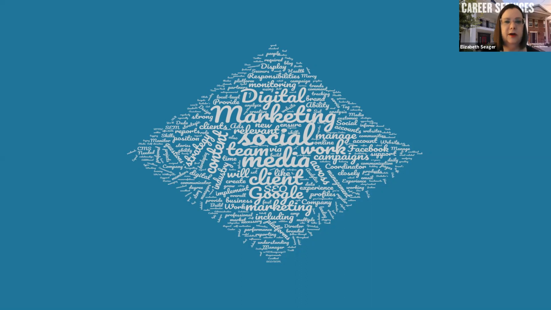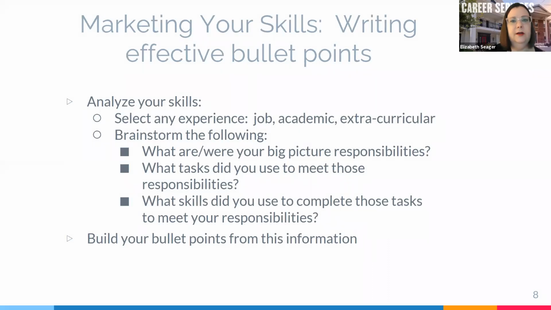All right, I'm going to move on to marketing your skills and writing effective bullet points. So you've gone through this process, you've done some research, you've got your resume up and running. Now you have to write some really strong bullet points for each of your experiences so that you can incorporate the skills that you have. And those skills need to be in alignment with the keyword matching with the job descriptions. Well, how do you go about doing that? This is probably the hardest part of writing your resume.